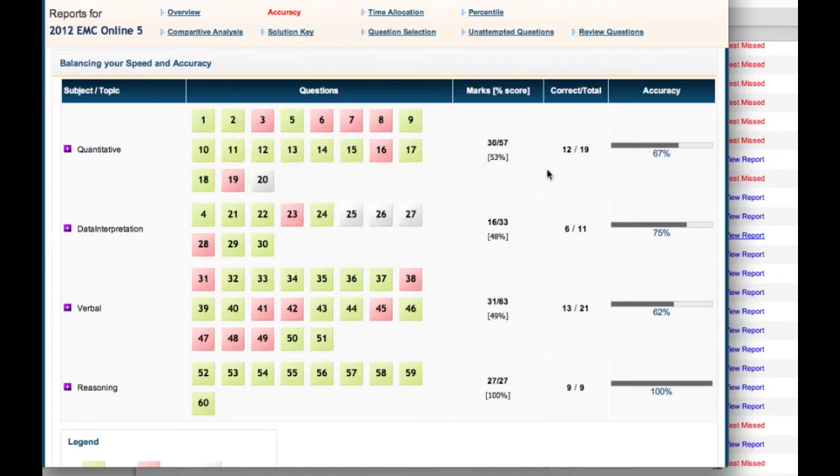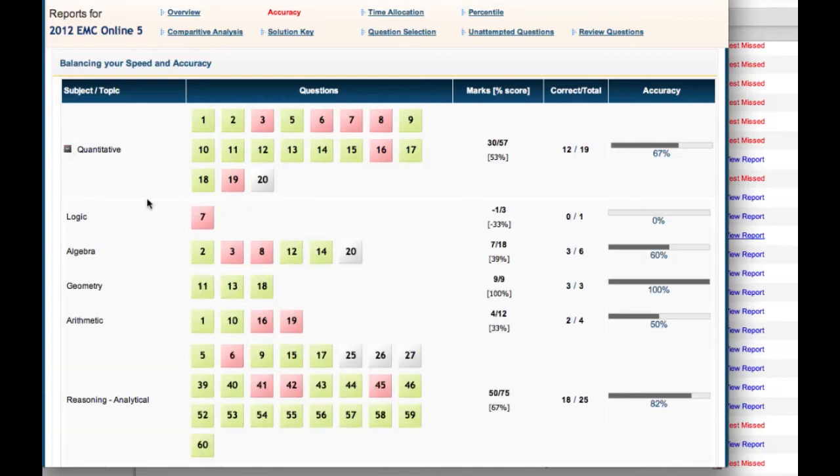Now let's see if you want to break it down. So let's break down the quantitative part. Now there is a logic. So you have one question of logic where you got it wrong. You have algebra where there were 6 questions, you did not attempt one of them and you got 3 out of 5 right. So you can see your accuracy in algebra. Geometry you got all right, and arithmetic you got 50% right, or accuracy is 50%.